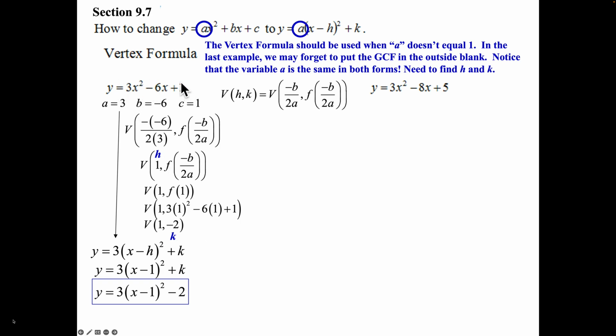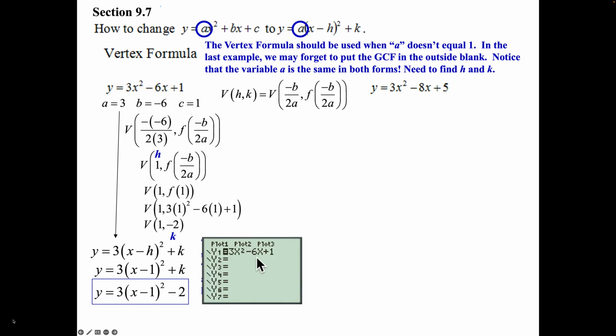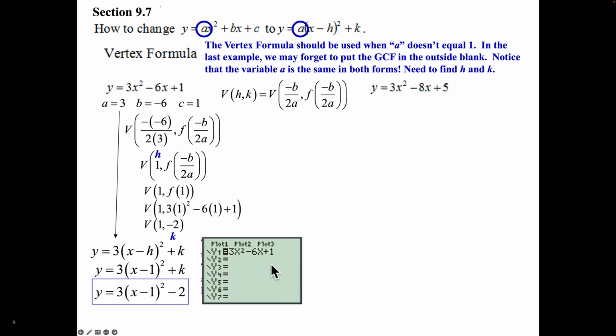Now, what I like to do with your calculator here is again graph this, just like we did in the previous example. Graph it, type in 3x squared minus 6x plus 1. And as it says here, when you graph it, you can enter the 1 for the x in the calculator. When you hit the trace button, x and y shows up on the bottom, you type in a 1, and then it tells you the y coordinate, which is -2. That's what we want.